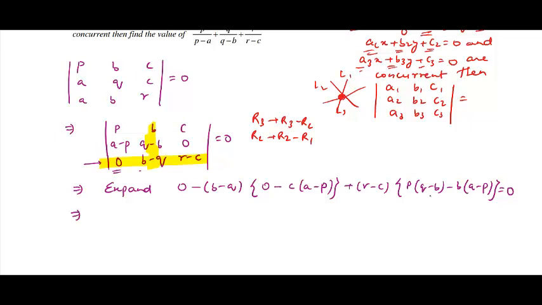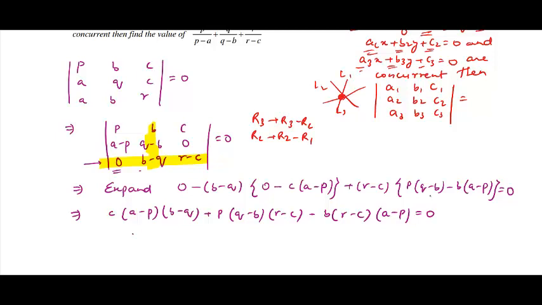So the first term becomes c times a minus p, b minus q. The second term becomes plus p times q minus p, r minus c, minus b times r minus c, a minus p equal to 0.